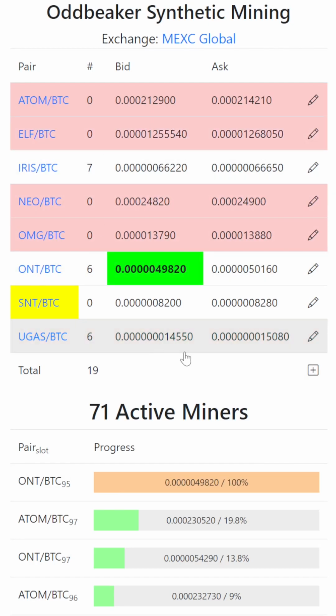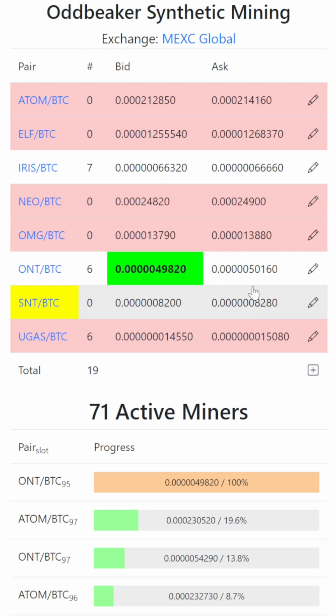Now you'll notice there's a bunch of different colors going on here, so let's go over them. A red row means that the current price is outside of the trading range that is allowed by the miner for that pair. So all of these are outside of the trading range, so no trading is happening in those 5 pairs.